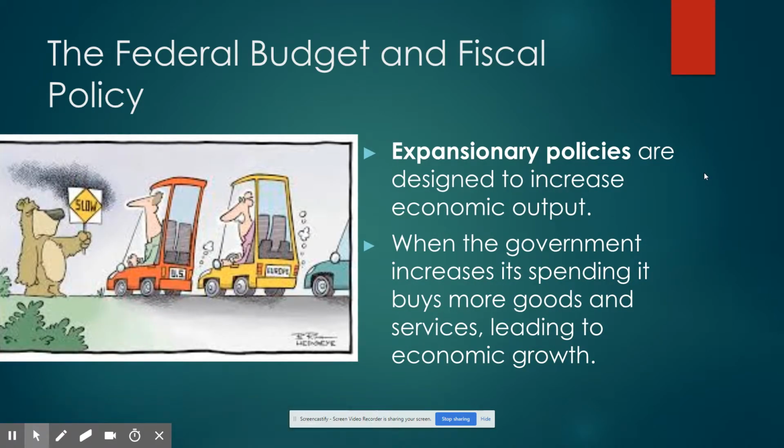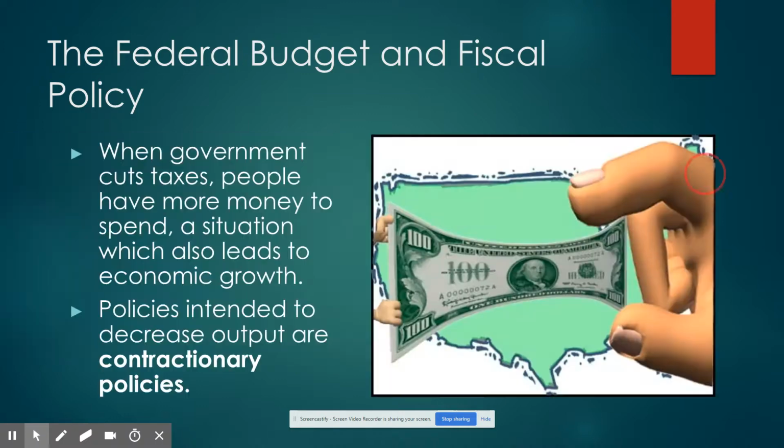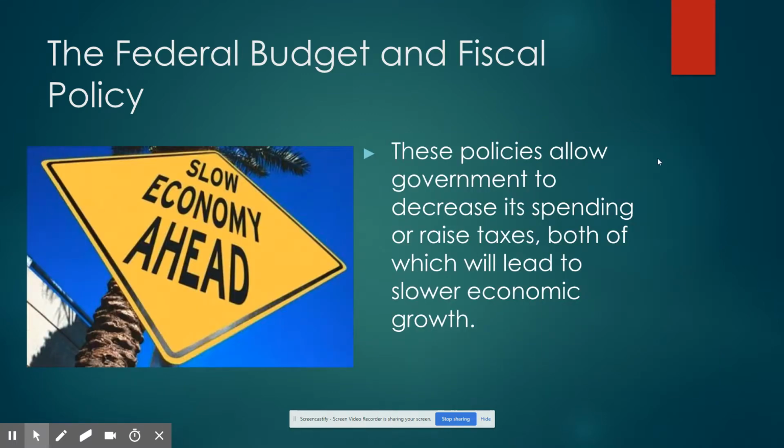Expansionary policies are designed to increase economic output. When the government increases its spending, it buys more goods, more services, it leads to economic growth. When the government cuts taxes, people have more money to spend, a situation which also leads to economic growth. Policies intended to decrease output are called contractionary policies. These policies allow the government to decrease its spending or raise taxes, both of which will lead to slower economic growth.